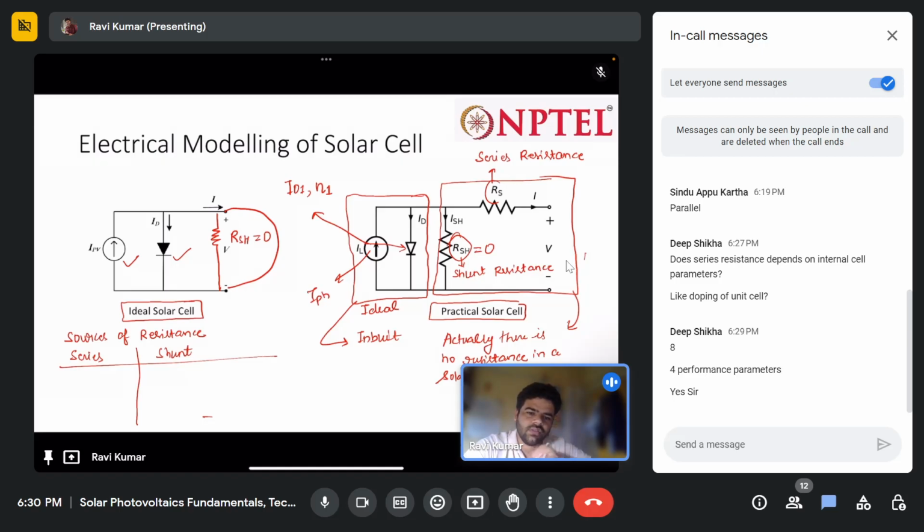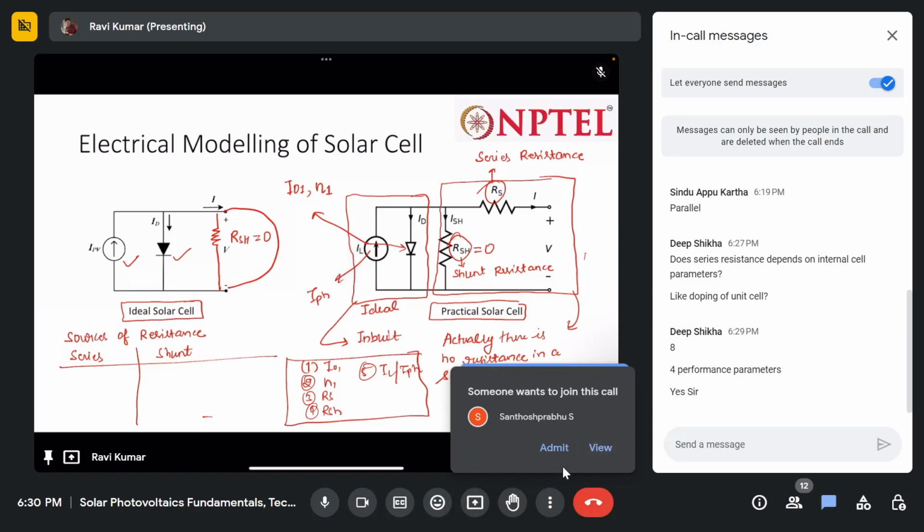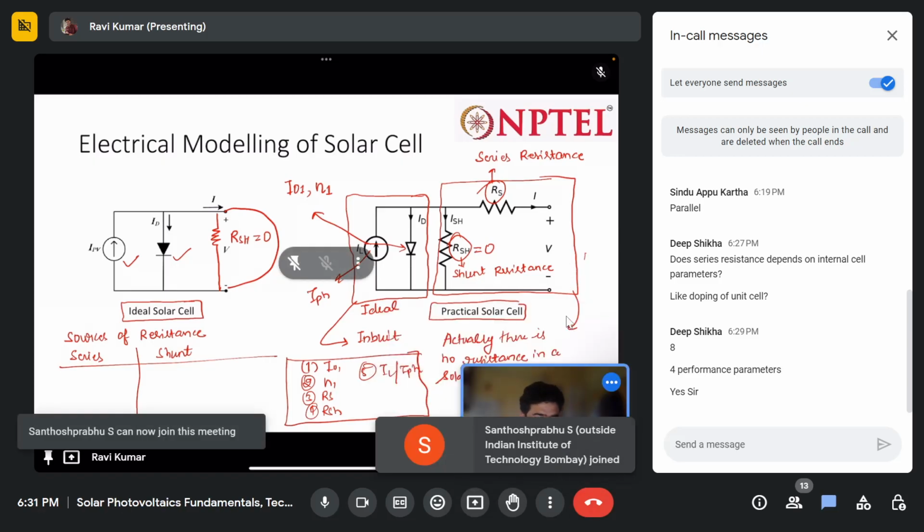Ideally, there are only 5 parameters for the single diode model and 7 parameters for the double diode model. So what are the parameters? First, I01, second, N1, third, RS, fourth, RSH, fifth, IL or IPH. These are the parameters of a solar cell.